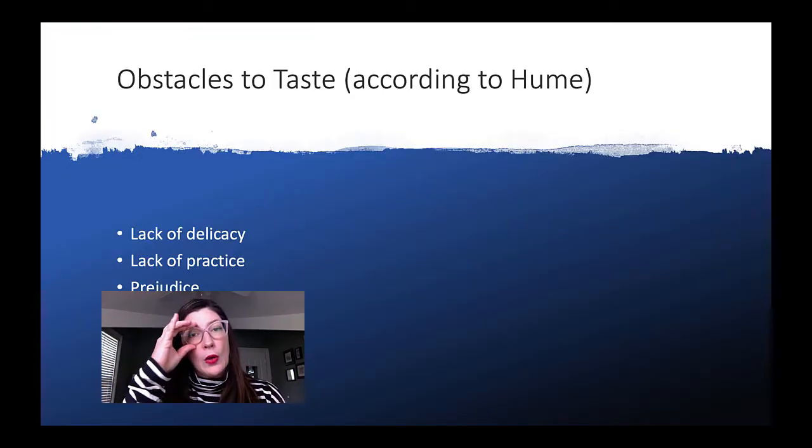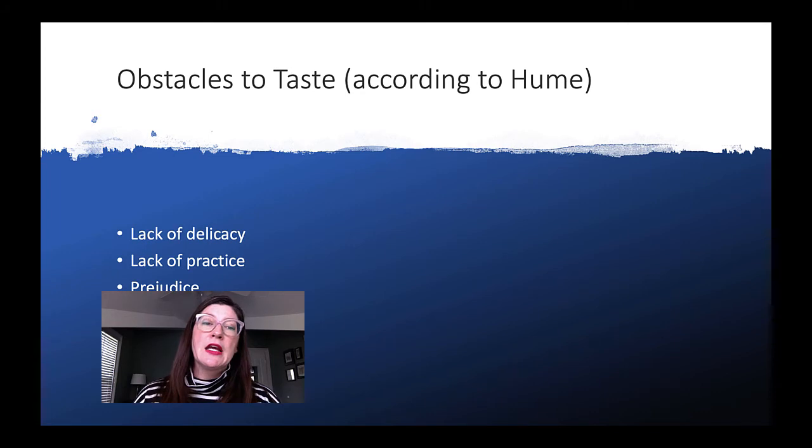But we are told very systematically the obstacles to taste. He says, oh, taste can be achieved, but there will be obstacles. Lack of delicacy is one of them. Lack of practice in honing your taste in terms of literature. General prejudice, and here he's referring to just deciding that you don't like something. Like deciding, oh, I don't like Victor Hugo because I don't like French authors, right? That would be an example of prejudice, according to Hume.